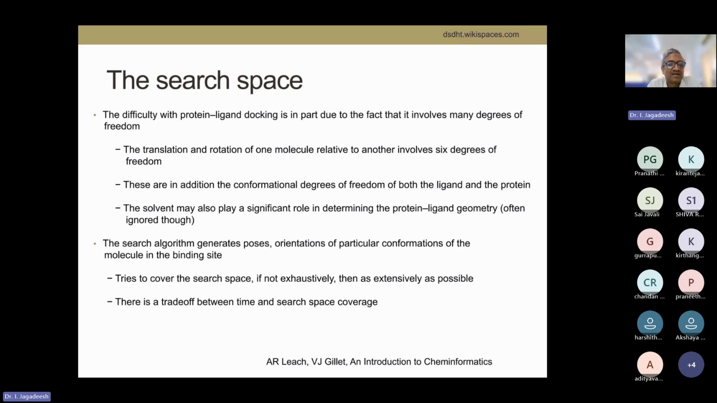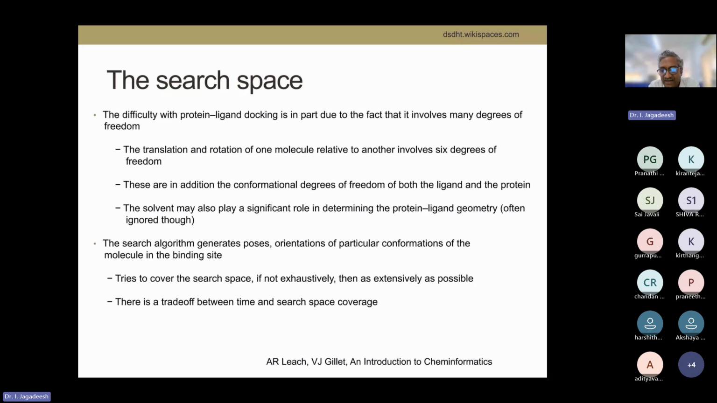binding site. It tries to cover the search space, if not exhaustively, then as extensively as possible, because we may sometimes miss certain poses. We cannot make multiple degree spaces very narrow, because it will increase the time. That is the reason there is a possibility of missing a positive sometimes. So there is a trade-off between the time and the search space coverage. That is the reason we need to select a space between how many conformations we want to take.